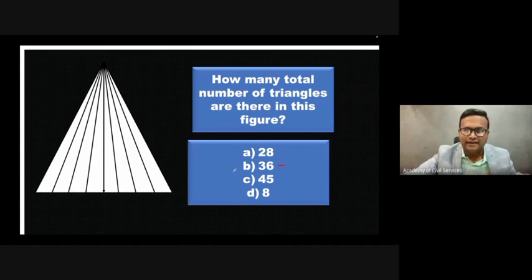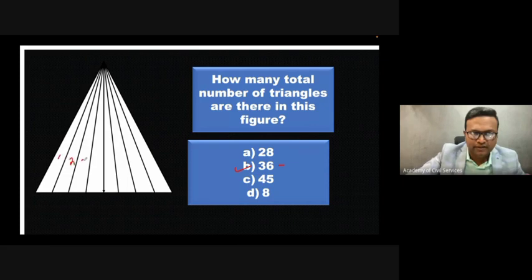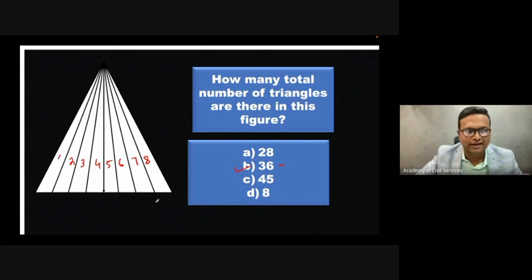Thank you all. The correct answer is 36, because we have to count here 1, 2, 3, 4, 5, 6, 7, 8. Then the sum of these numbers will be the answer. 8 plus 7, 15. 15 plus 6 is 21. 21 plus 5, 26. 26 plus 4, 30. 30 plus 3, 33. 33 plus 2, 35. 35 plus 1, 36.